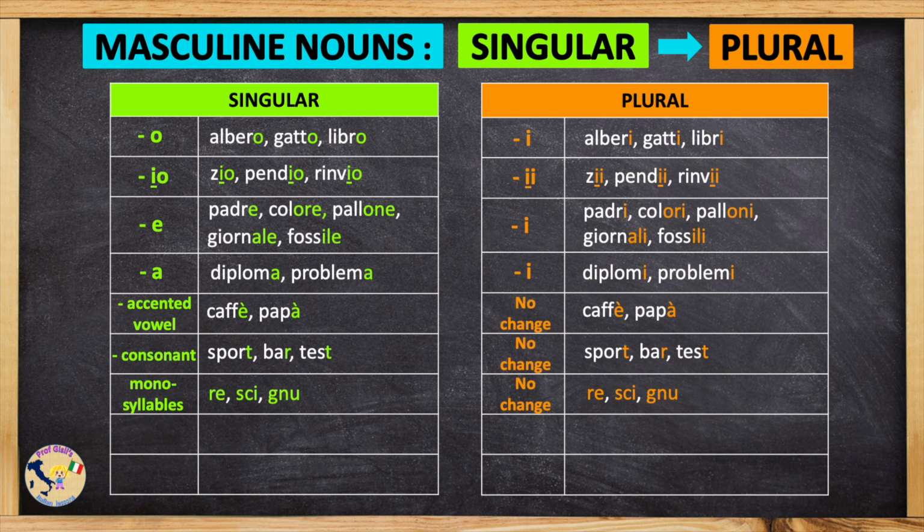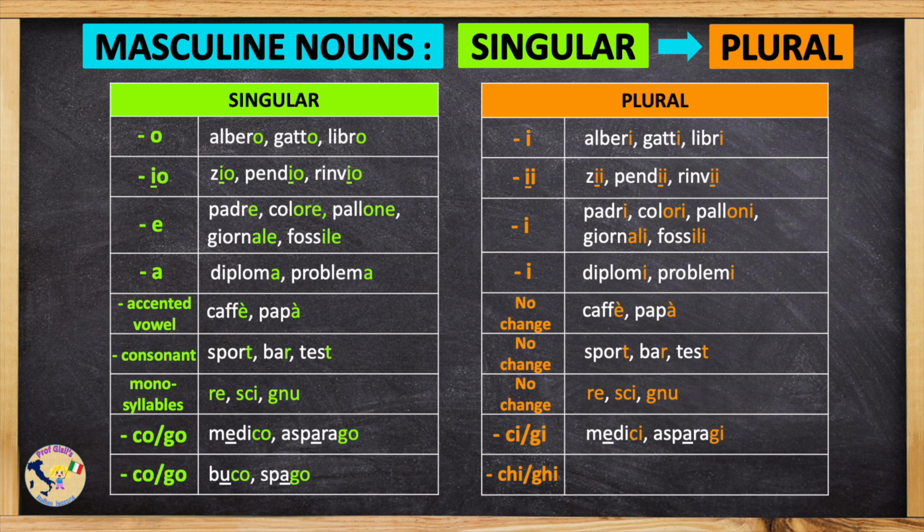Then we have two groups of nouns ending in co or go in the singular. The nouns in the first group are stressed on the third syllable before the last, like for example medico or asparago, whereas the nouns in the second group are stressed on the penultimate syllable, the second to last syllable, like for example buco or spago. As for the plural, the nouns in the first group end in ci or gi, like medici or asparagi, whereas the nouns in the second group end in chi or ghi, like buchi or spaghi.